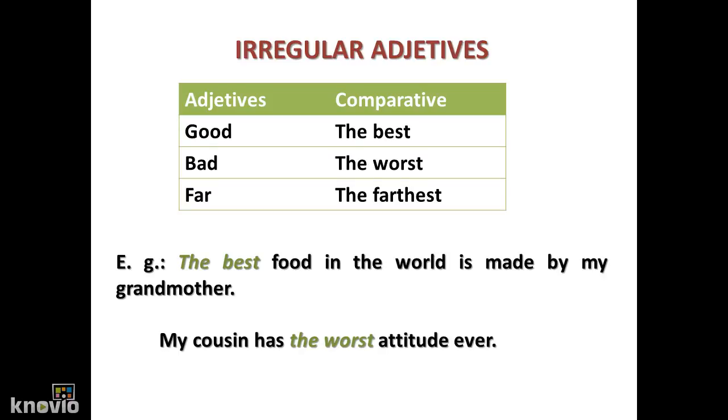So we also have irregular adjectives here. Example: good, the best; bad, the worst; far, the farthest. Examples: the best food in the world is made by my grandmother. My cousin has the worst attitude ever.